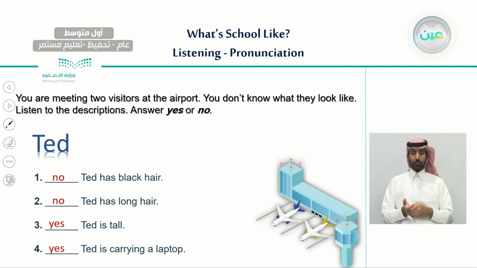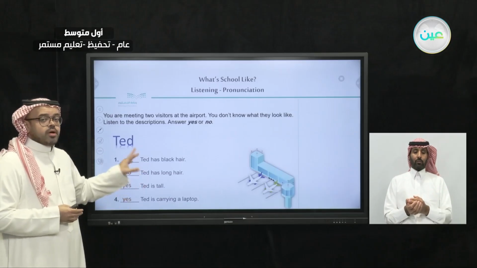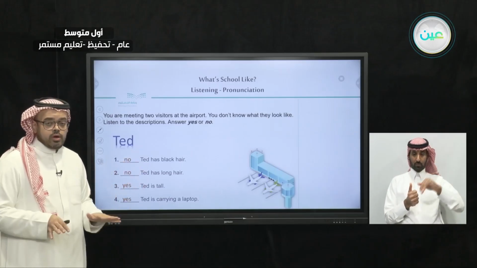So we're going to write for the first one, the answer is no. He has brown hair. The second one, the answer is no. He has short hair. And the third one, the answer is yes. He is tall. And the fourth one, the answer is yes. He said he is always carrying a laptop with him. Now, this is the information about the first visitor at the airport.